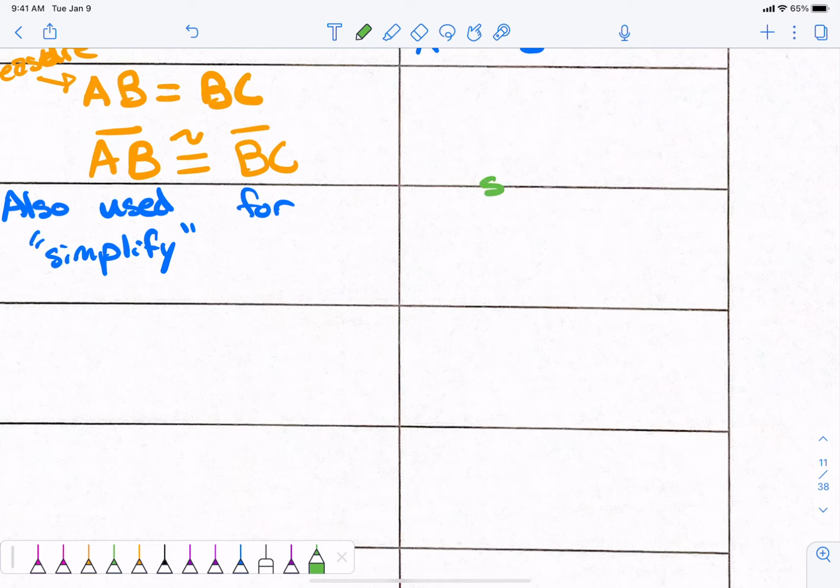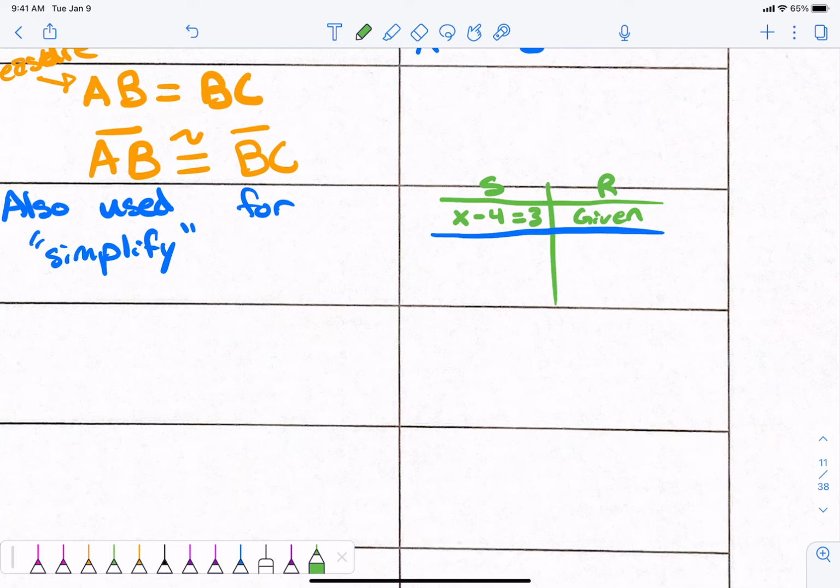So let's say we have our statements and our reasons, and I'm going to show you a little mini proof. Let's say we are given that x minus 4 equals 3, and that's my given. Here is what they will write. To get that 4 to the other side, we would add the 4, so that's the addition property, but here's how they will write it. They will write x minus 4 plus 4 equals 3 plus 4, and that is the addition property step.